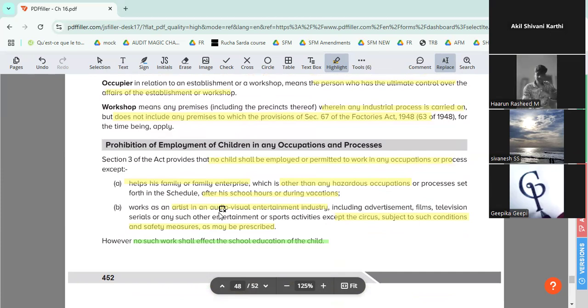Number one, to help their family or family enterprise, which is other than any hazardous occupation or process set forth in the schedule, after school hours or during vacation. So, after school is over in the evening or during vacations, a child can help his family or help his family enterprise, provided the family enterprise is not dealing in any hazardous occupation. Clear?